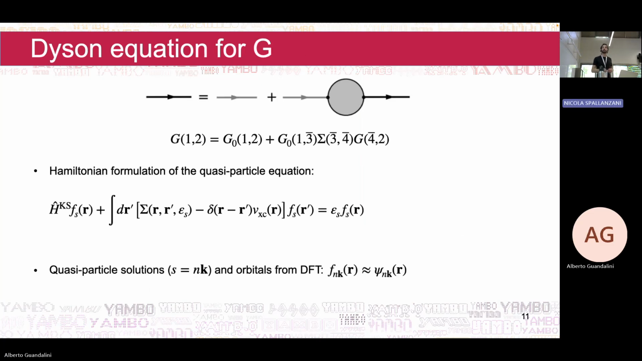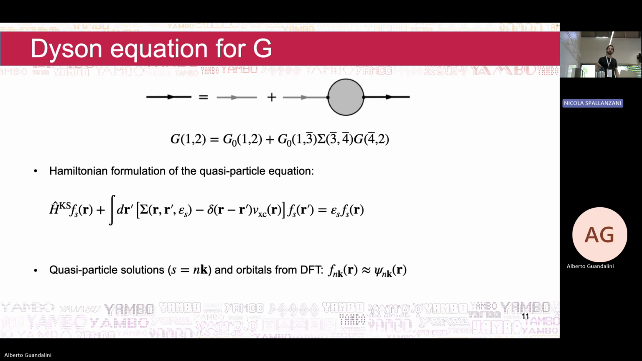So now we go to the Dyson equation for G. This is the Feynman representation, and this is the equation. Due to the Lehmann representation, and to the fact that we are interested in quasi-particles, we can reformulate this and come back into a Hamiltonian formulation, where we have the Kohn-Sham Hamiltonian, that is the density functional theory one. The self-energy, we need to remove the exchange and correlation local potential and find these eigenvalues here that are the, let's say, GW eigenvalues.